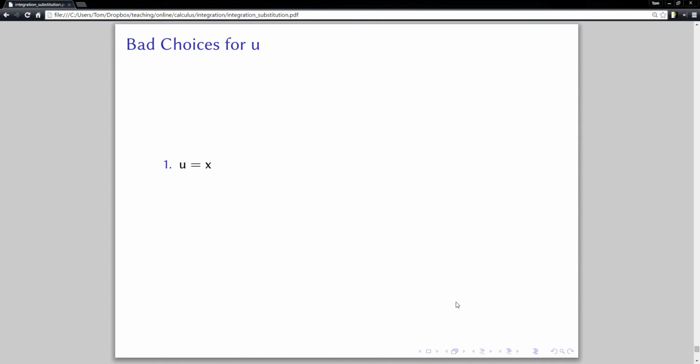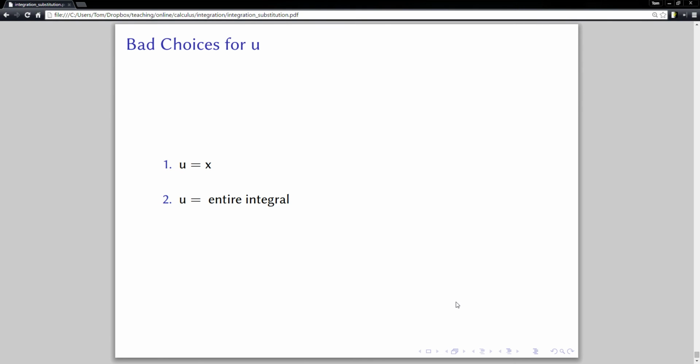Some bad choices for u that you should never really make. Number one, u equals x. Don't bother wasting your time. You can do this and calculate du to be dx, but then when you replace all the x's with u's, you'll have exactly the same integral that you started with. So that's never really a good choice. And then the other thing is u equal to the entire integral. If you can set u equal to the entire integral and compute it, and it works out, well, what that means is that you didn't really need to use integration by substitution in the first place. So if you find yourself doing these two things, you really don't want to do that.